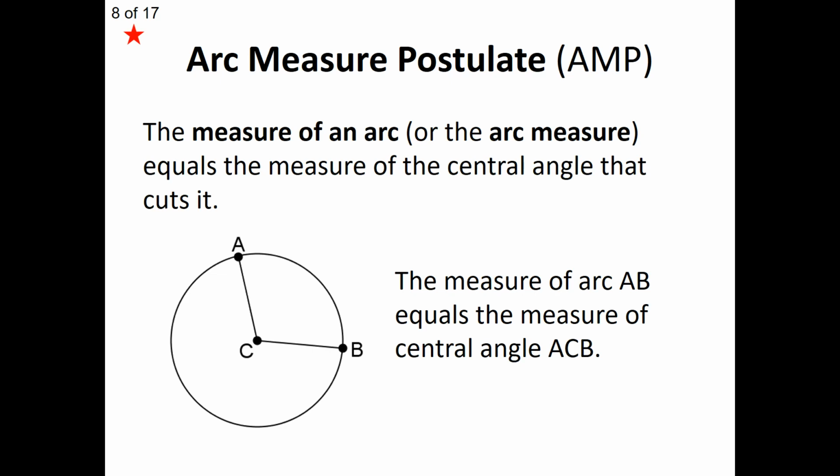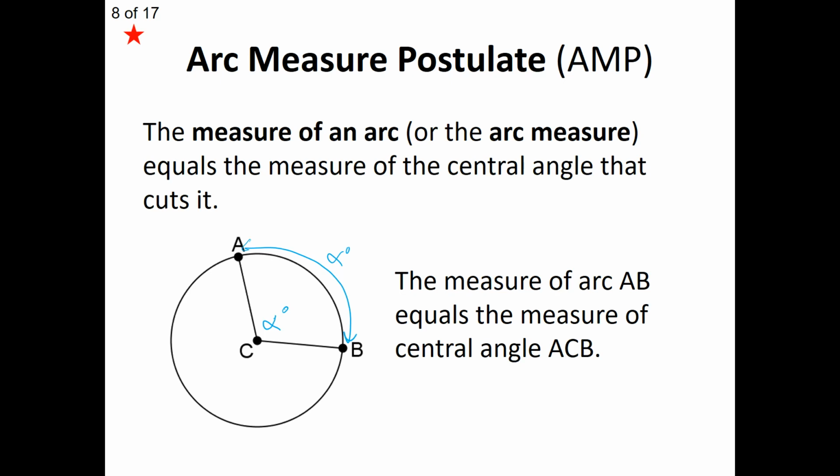In other words, this central angle in our circle has some measure to it, right? Some measure in degrees. What we're then saying is that the rotation of this arc from point A to point B will also have that same measure. So the measure of arc AB equals the measure of central angle ACB.